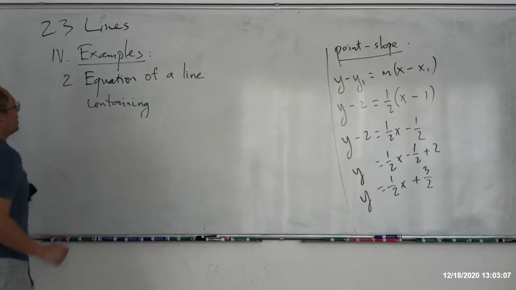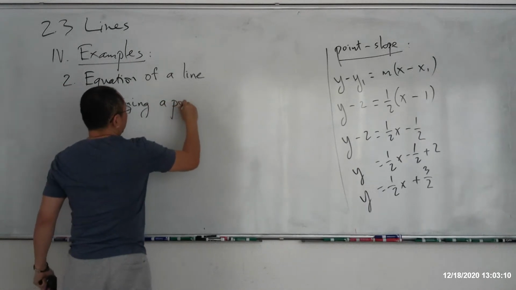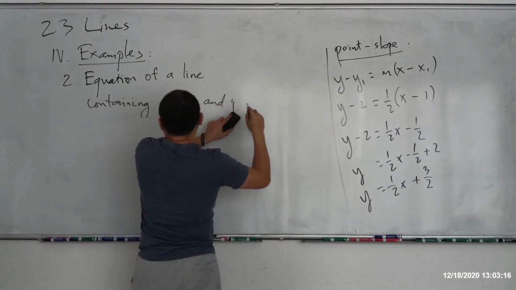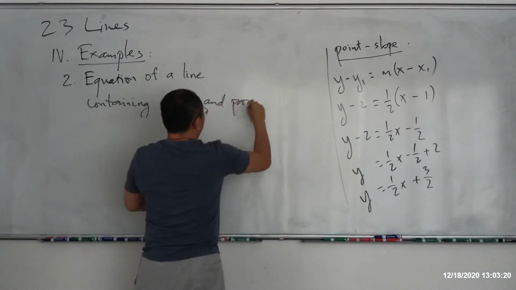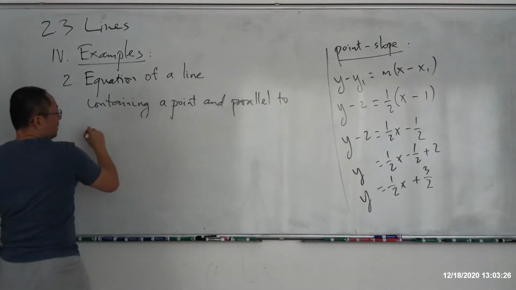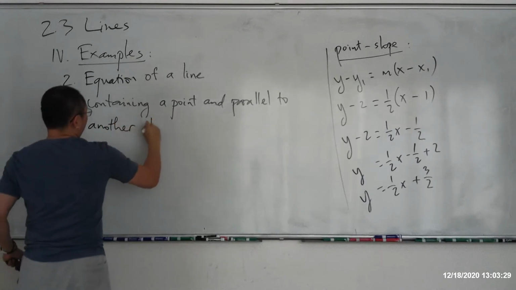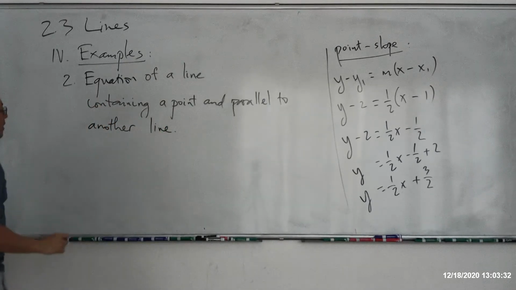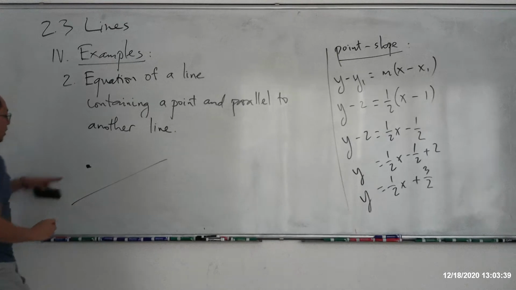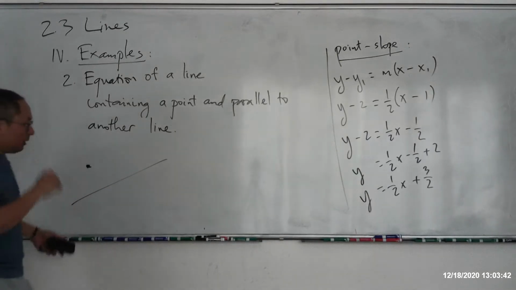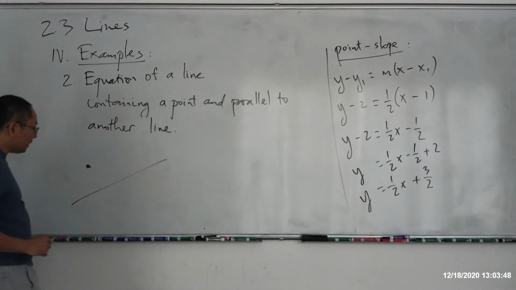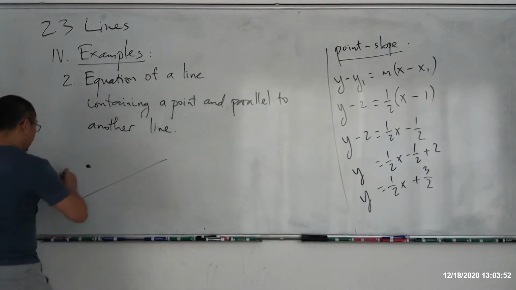Example number 2. Equation of a line containing a point and is parallel to another line. Okay? So graphically, what they give you is what? There's another line right here, and they give you a point right there. So you have a point, and you know that the line you're looking for contains this point and is also parallel to the given line. So this is the line that you're looking for.